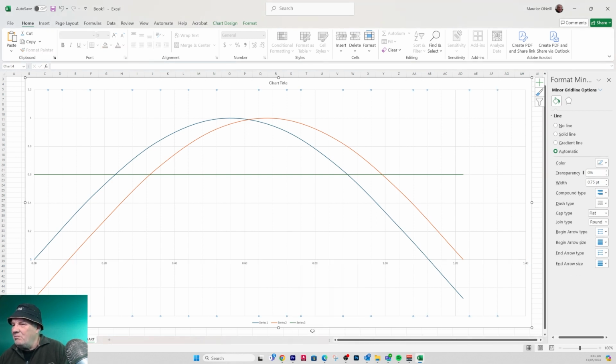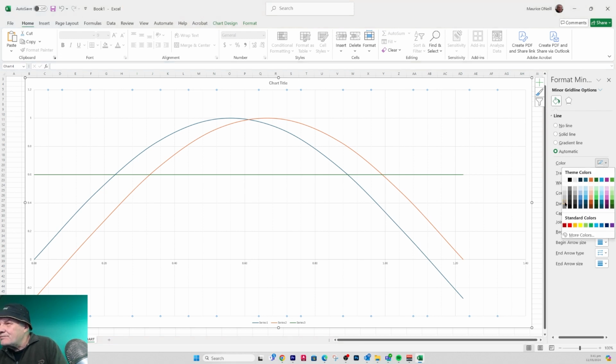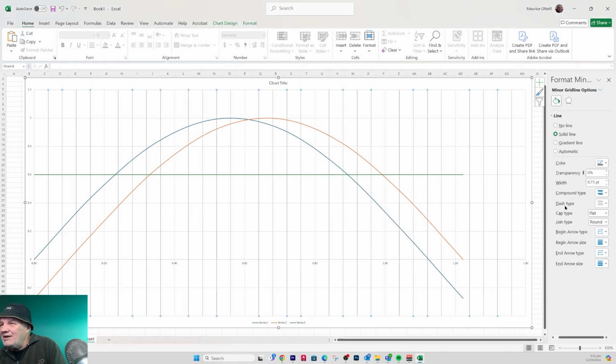Format the minor grid lines. Okay, colour a bit darker. Oh, possibly a bit too dark. Where was that colour one? Drop it back a couple of shades. Yes, like that, and I think that there.